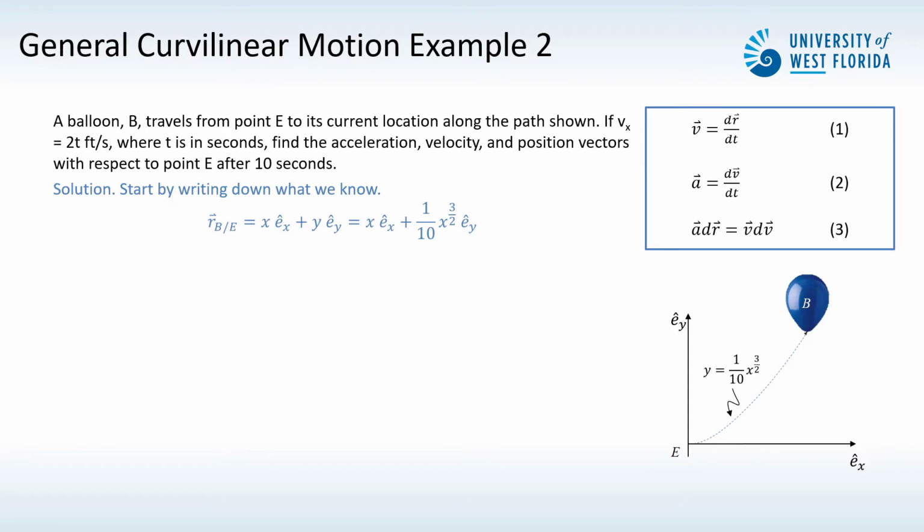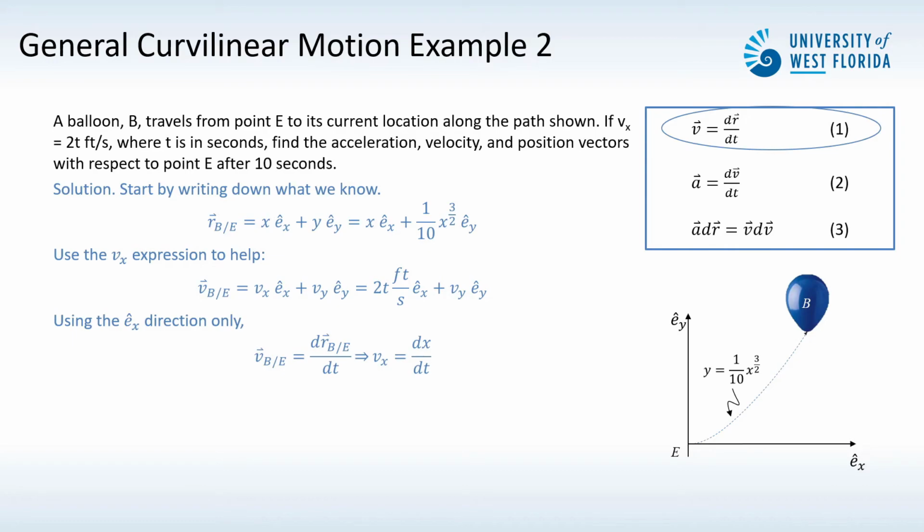We know that the position of B with respect to E is x ex plus y ey, where y is 1/10 x to the 3/2, as shown in the picture. This is not all that helpful. We can't integrate with respect to time using this information. The only other thing we know is the expression for velocity in the x direction. This is 2t feet per second.